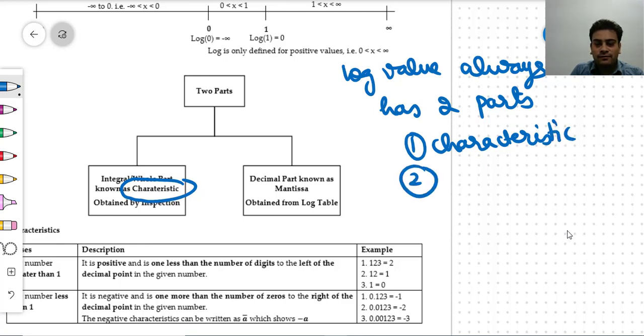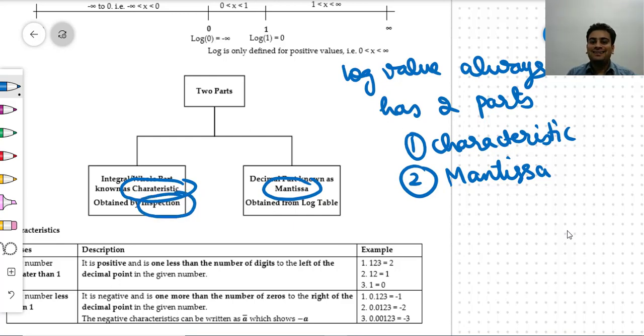And the second is what we call mantissa. So the first part is called characteristic and the second part is called mantissa. The characteristic we usually find by inspection, obtained by inspection. What kind of inspection we need to do, I'll discuss later.